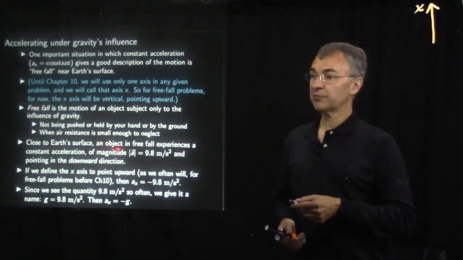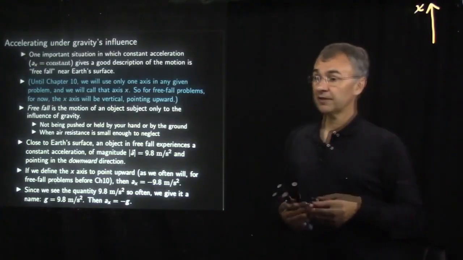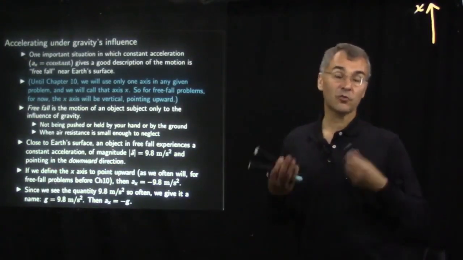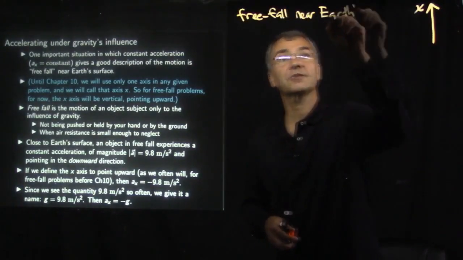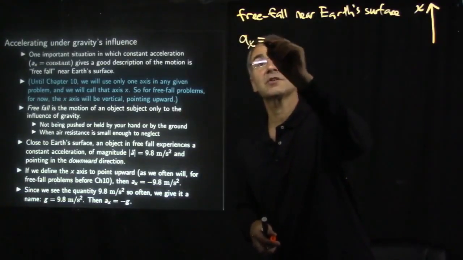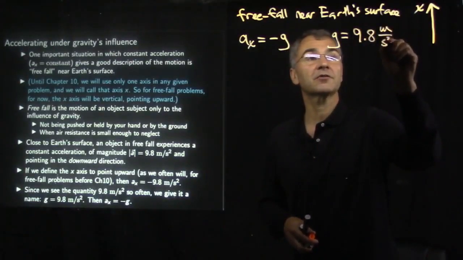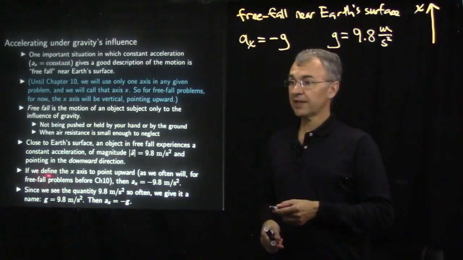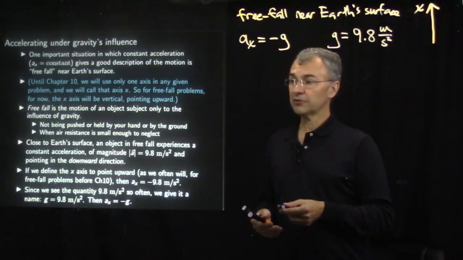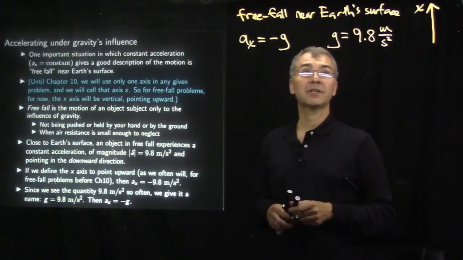Close to Earth's surface, an object in free fall experiences a constant acceleration whose magnitude is 9.8 meters per second squared, and points in the downward direction. Now, to avoid saying 9.8 meters per second squared over and over again, we give this a name. Free fall near Earth's surface, we have a sub x is minus g, where little g is 9.8 meters per second squared. Because it's negative, the acceleration points in the downward direction, which I think makes sense. So again, if we define the x-axis to point upward, as we often will for free fall problems until we get to Chapter 10, then a sub x is minus 9.8 meters per second squared.